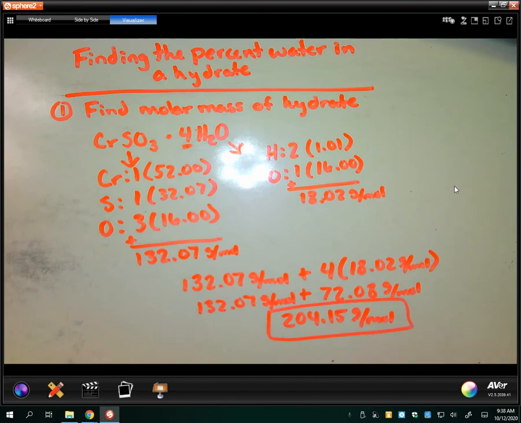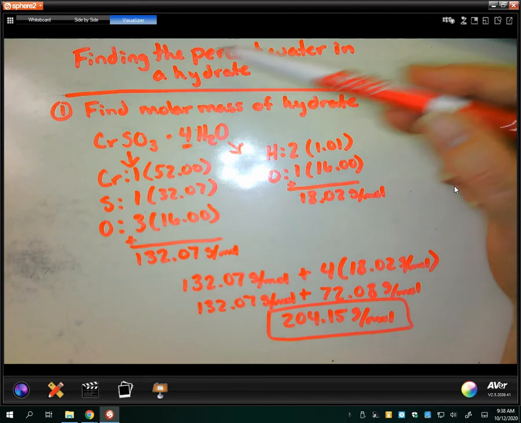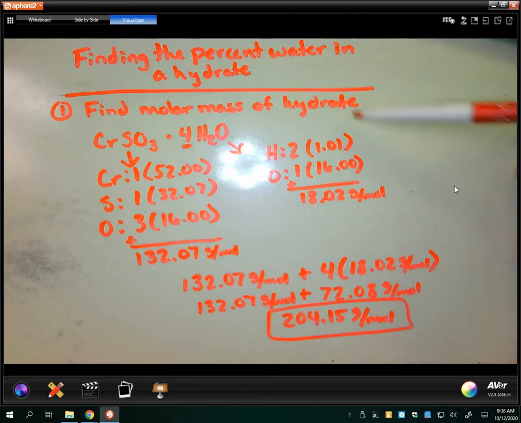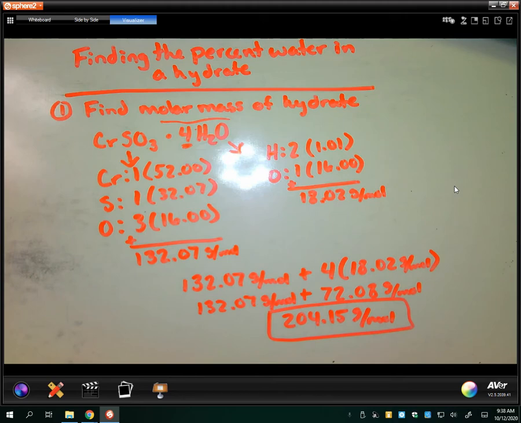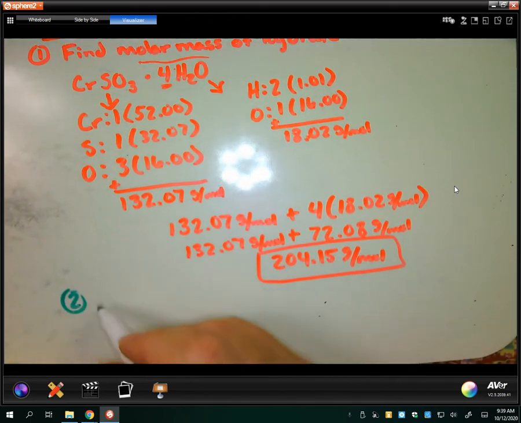Now, I haven't answered the question because we're trying to find the percent water in a hydrate. Right now, we just found the molar mass of this hydrate, including the waters right there. All right, so to find the percent water after we find the molar mass, then what we're going to do is use our percent water or percent composition formula.